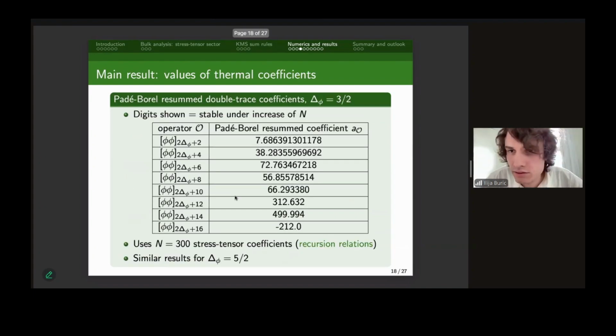Yes. Ultimately they should start oscillating in sign. For low values they turn out to be positive, but when delta becomes very heavy, then you should see this oscillatory behavior. Yes, exactly.